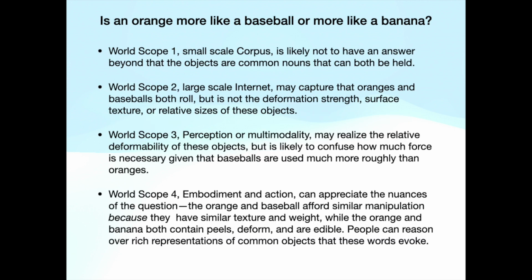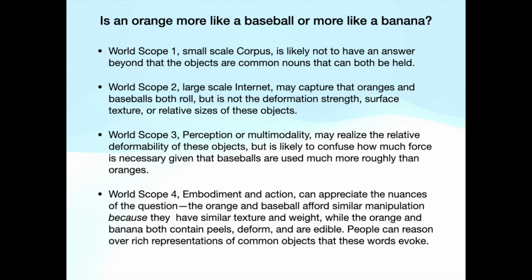World Scope 1, small-scale corpus, is likely not to have an answer beyond that the objects are common nouns that can both be held. World Scope 2, large-scale internet, may capture that oranges and baseballs both roll, but not the deformation strength, surface texture, or relative sizes of these objects. World Scope 3, perception or multimodality, may realize the relative deformability of these objects, but is likely to confuse how much force is necessary given that baseballs are used much more roughly than oranges.